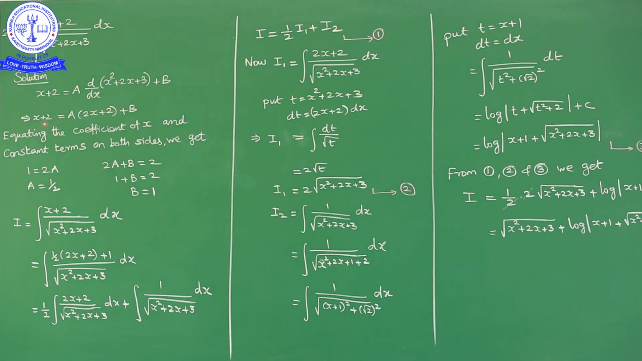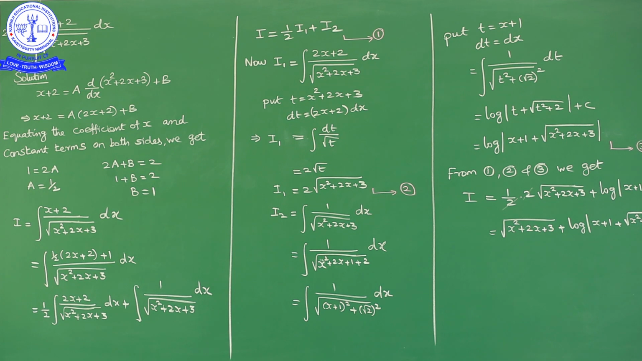So the coefficient of x on the left hand side is how much? x coefficient is 1, right hand side 2a. So 2a is equal to 1. So a is equal to what? 1 by 2. Now the constant term on the left hand side is what? 2, right hand side 2a plus b. So 2a plus b is equal to 2. So 2a is equal to how much? 1. So 1 plus b is equal to 2. So b is equal to what? 1. So we found the constants a and b.